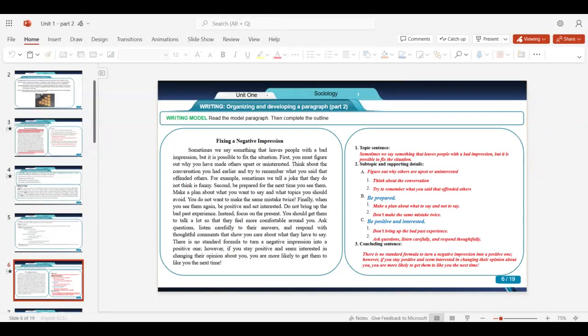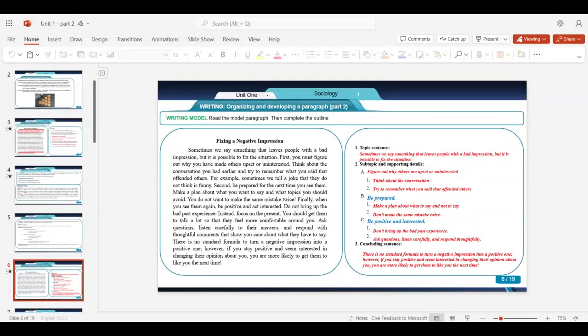Now we move to our next topic. Again, we have a model for the writing section. Read the model paragraph, then complete the outline. Okay, so hopefully now you get what the meaning of an outline is. It's just a plan for how to write your paragraph. So now it will be easy for you. Try to practice a lot. Try to write your own paragraphs. First of all, create an outline, and after that you move on to all the details.